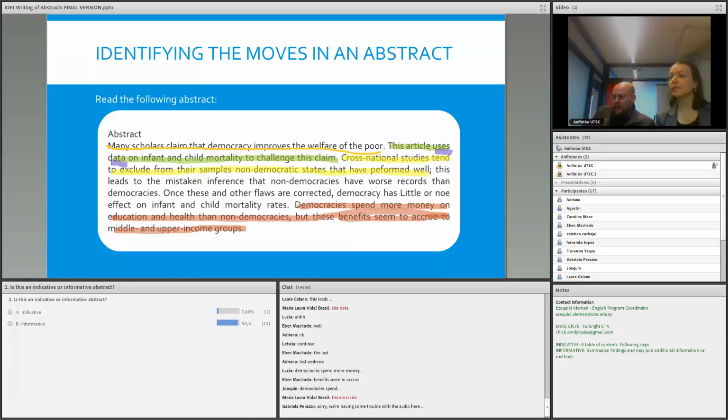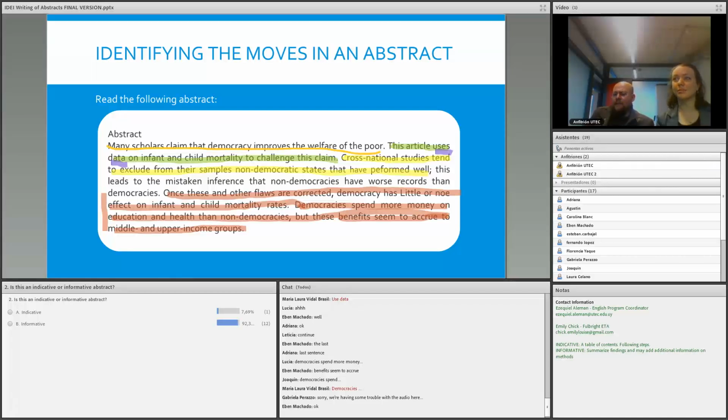There's another sentence which is also doing that, which is the 4th sentence, when it says, once these and other flaws are corrected, democracy has little or no effect on infant and child mortality rates. So this whole thing here is move 4. It's telling us what the final conclusion of this article will be.